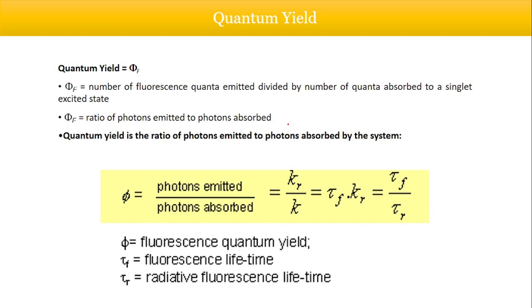So quantum yield, if we speak simply, is your amount of quanta. Quanta are packets, we call them packets of energy. So the number of packets of energy which you have emitted divided by the number of packets which you have absorbed in an excited state. Simply speaking, this is the ratio of the photons being emitted to the photons being absorbed. So this is a ratio of two quantities.